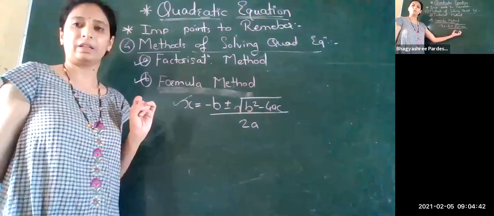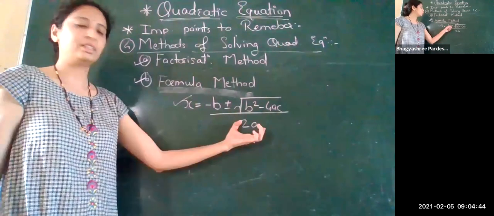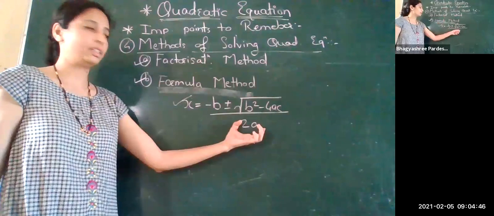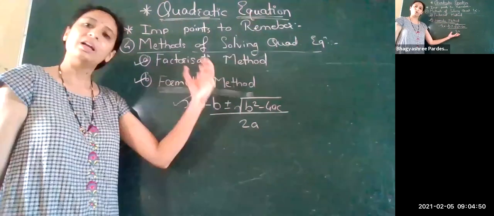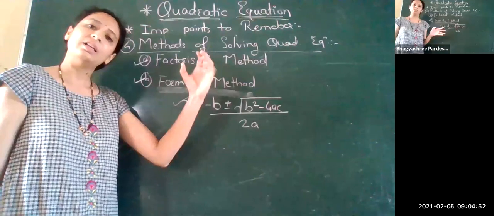Why? Because only the formula is needed. From the given equation we know what the values of a, b, and c are. Simply put all these values in this formula and solve. You will get the required solution.